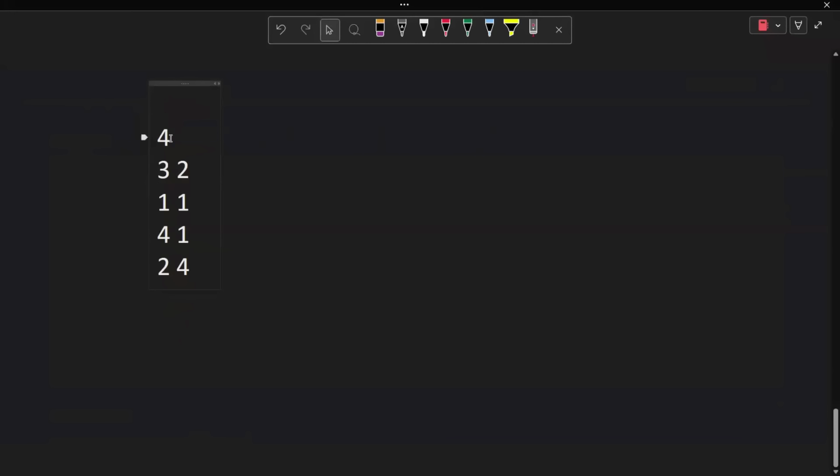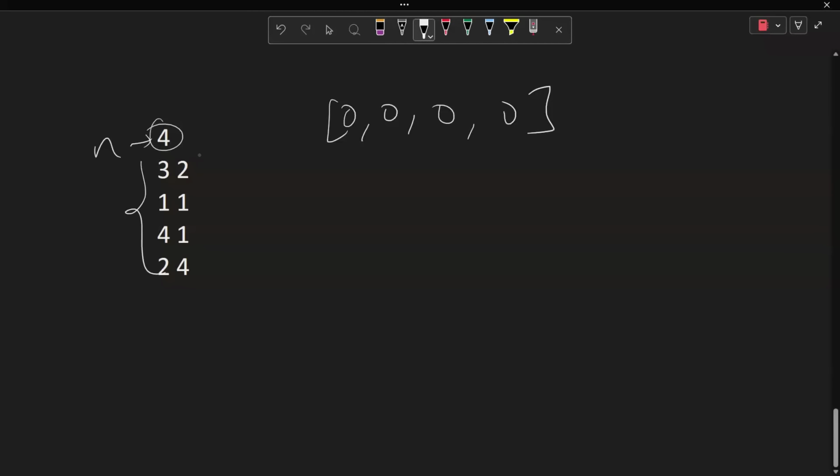This T was the number of test cases. Here you are given this value of n as 4. Now this 4 just means that your initial array is of size 4, initially filled with all zeros. That's what it means. Now one by one you are giving it values, so you would have to answer for every query. Basically, you can call it a query or an event.